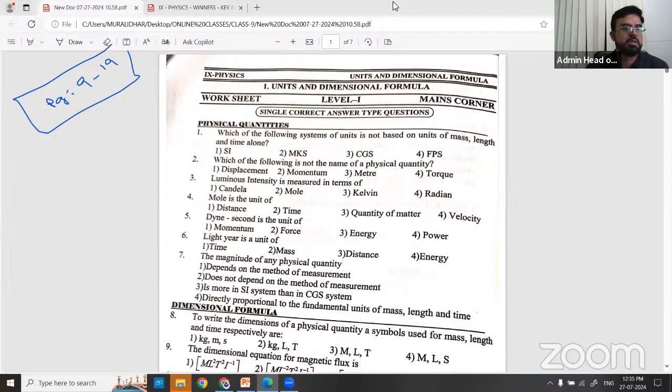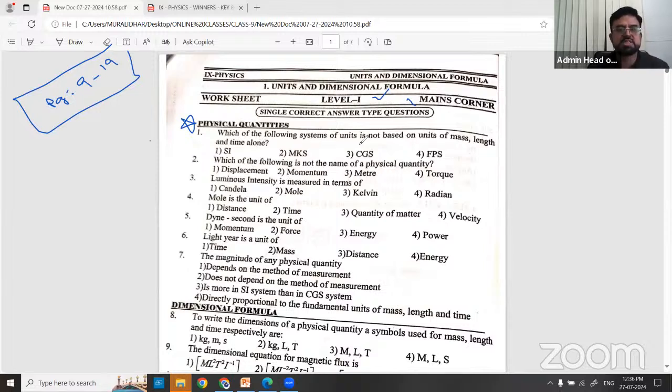Level 1 questions start. Level 1 is Mains. Mains and Advanced exams will be there, and the Mains part has slightly lower level questions, based on the topic of physical quantity. First, what we discussed: a physical property which can be measured is called a physical quantity. There are 7 questions based on physical quantities. You have to answer them.